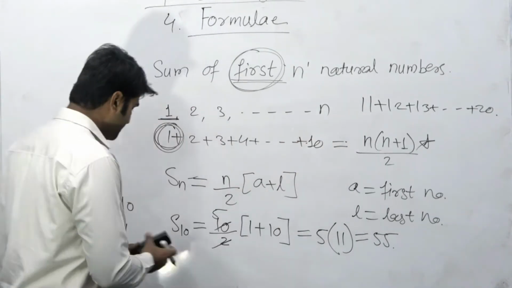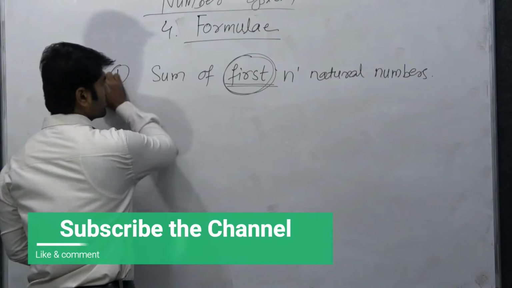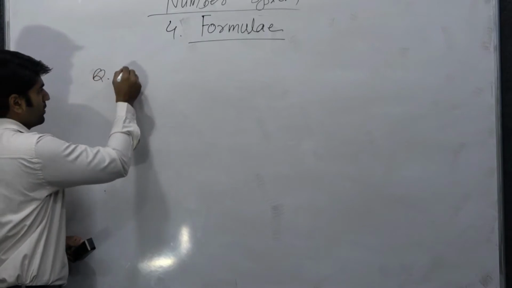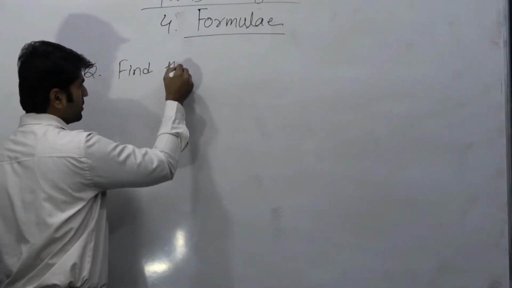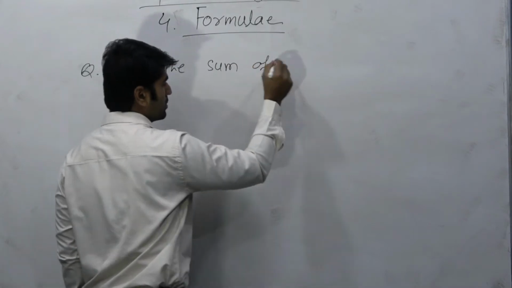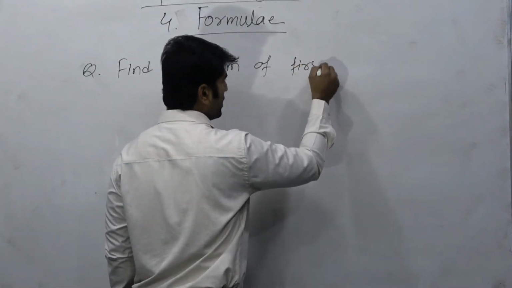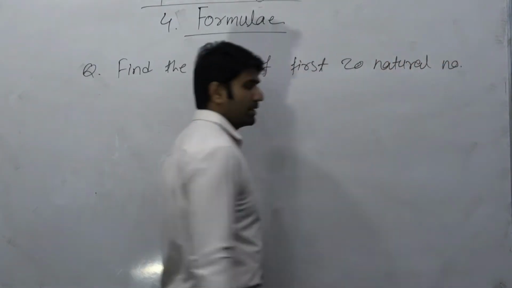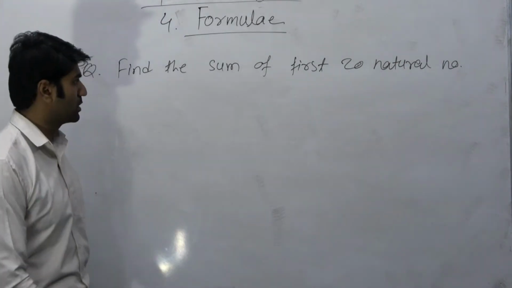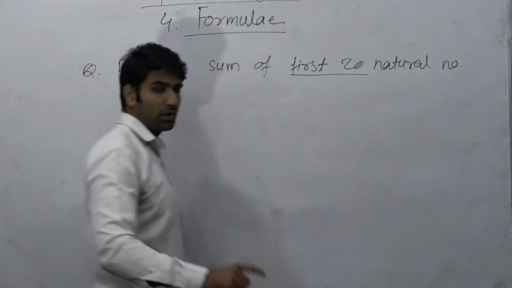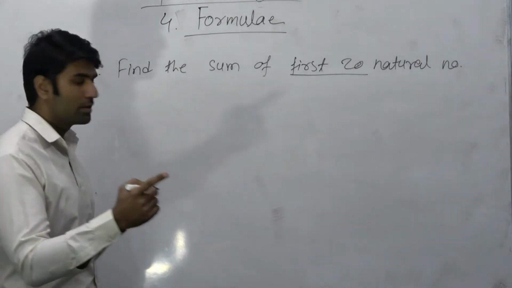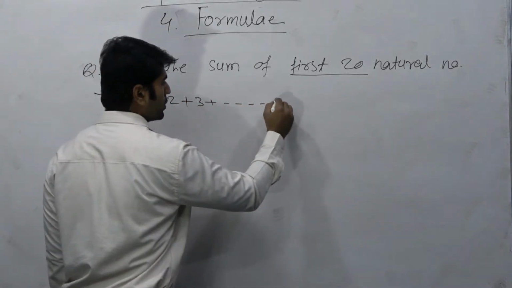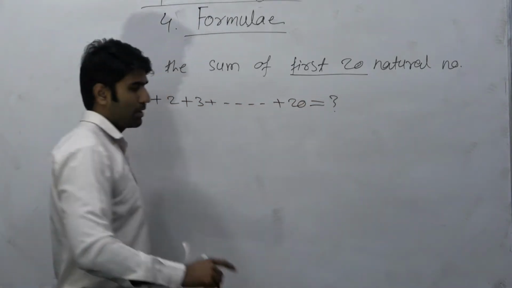Okay, let's take the example. The question is, find the sum of first 20 natural numbers. Find the sum of first 20 natural numbers. So first 20 natural numbers means from 1 to 20. From 1 to 20, that is 1 plus 2 plus 3 up to 20 is equal to question mark.